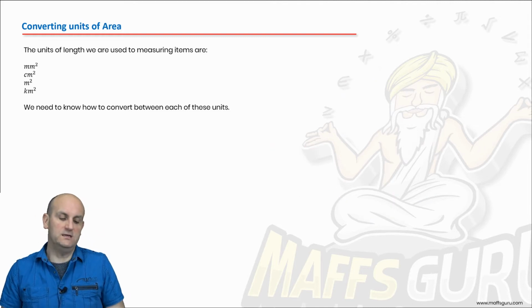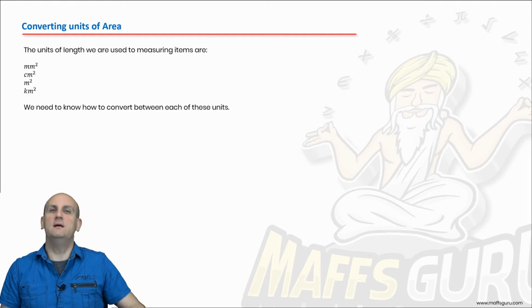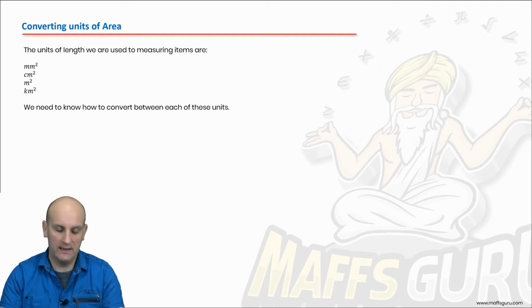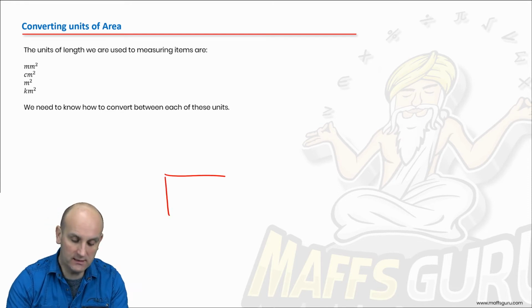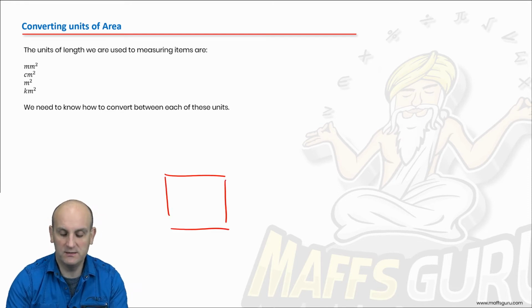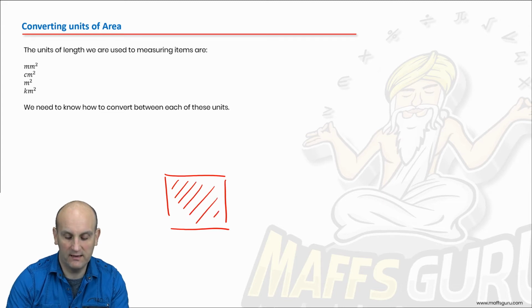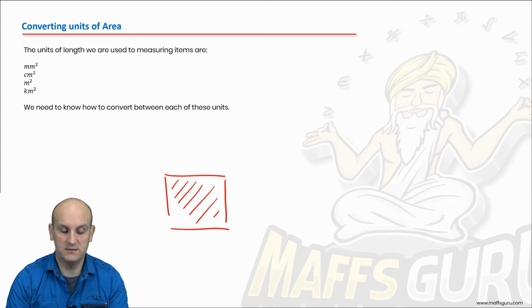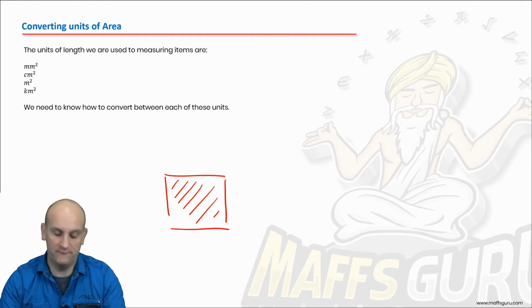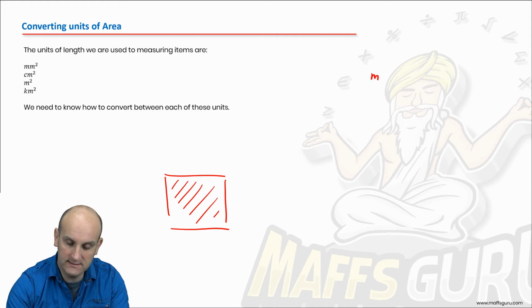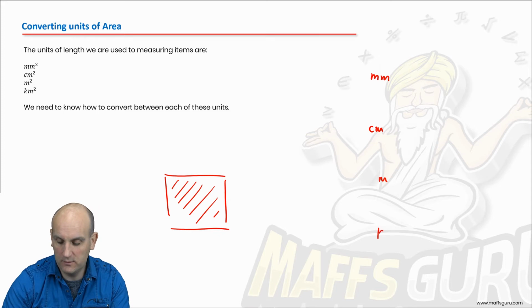What about converting units of area? Well, area is basically dealt with length. If we were looking at this, that's the length of a line. If I now turn it into something like this, then the space held inside it is the area. And so converting between millimeters squared to centimeters squared to meters squared to kilometers squared is actually a pretty funky thing. Because again, we've got millimeters, centimeters, meters, and kilometers.